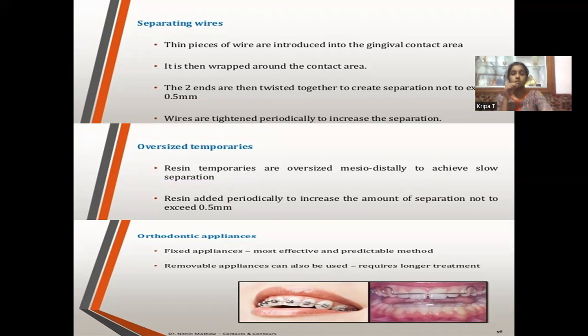Oversized temporaries: the resin temporaries are oversized mesiodistally to achieve slow separation. Resin is added on until the amount of separation is obtained. Orthodontic appliances: fixed appliance will be more predictable, but removal will take a long time.